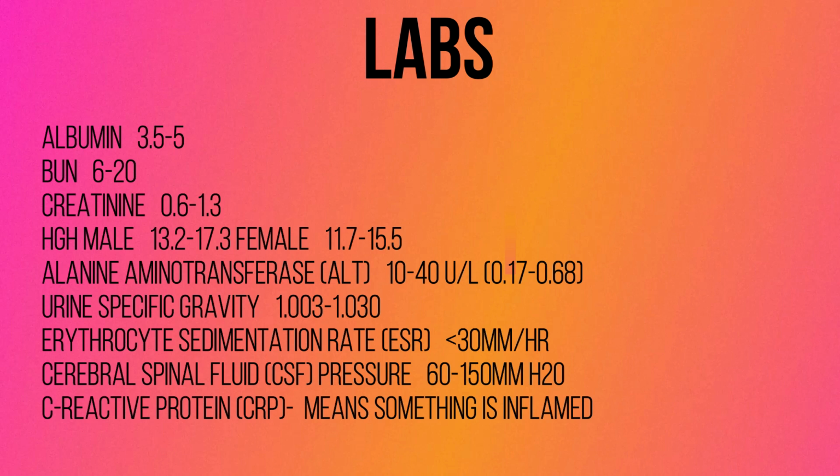Then goes C-reactive protein, which is CRP. If that is high, it's telling you that there's inflammation going on in the body. Again, it's not specific, so it's not telling you exactly where, but it's just telling you inflammation is going on in the body. Okay, so now we go on to other values that you have to know.